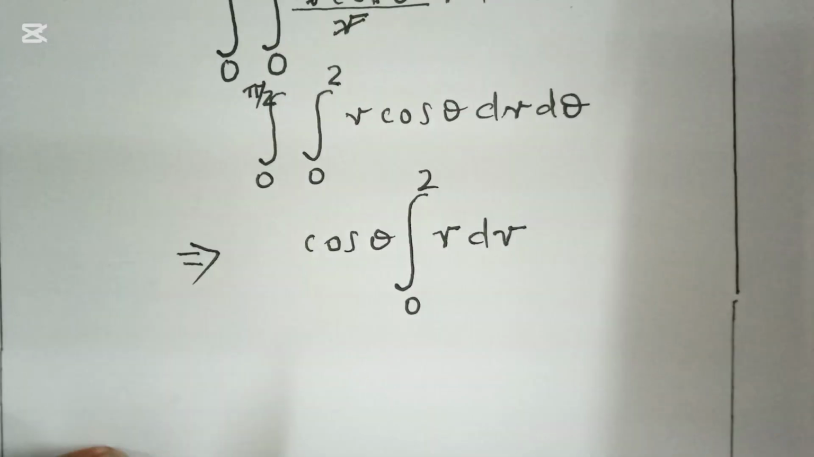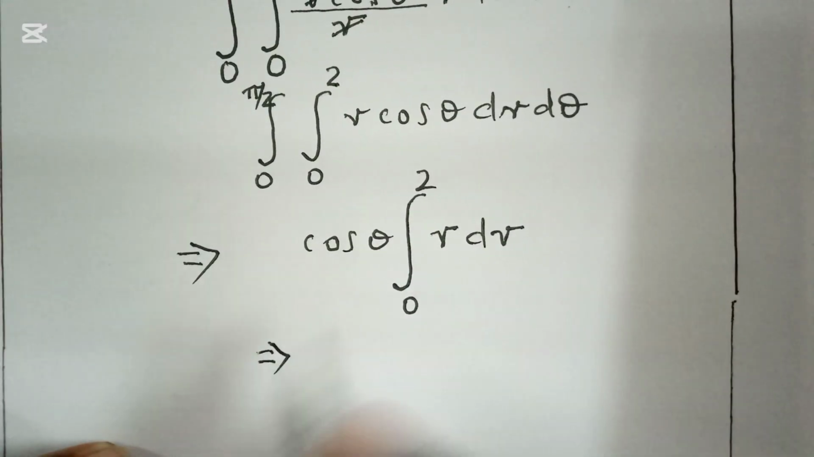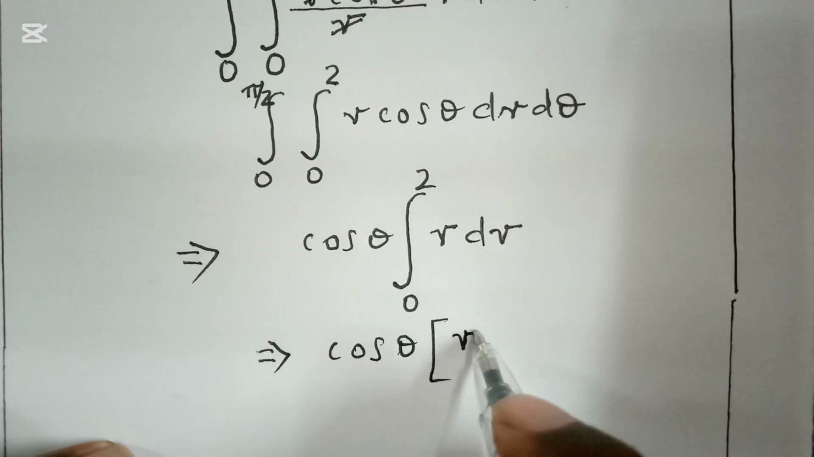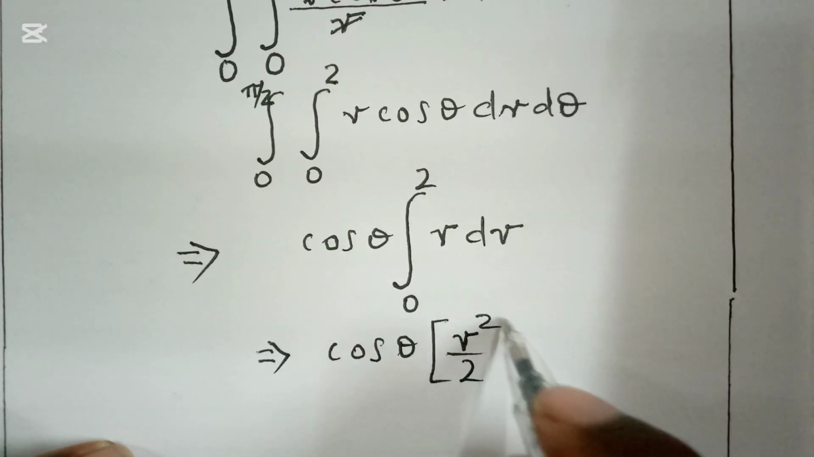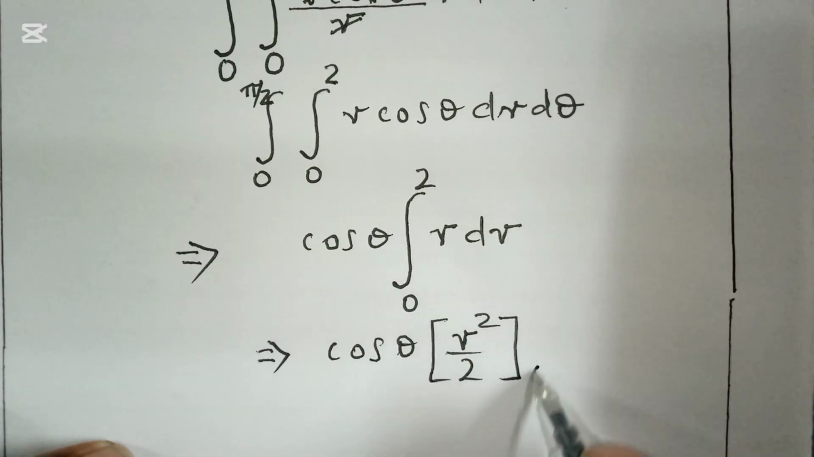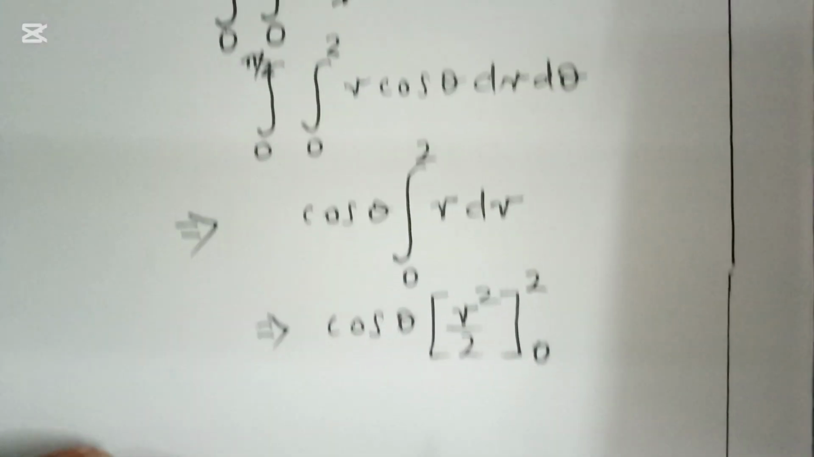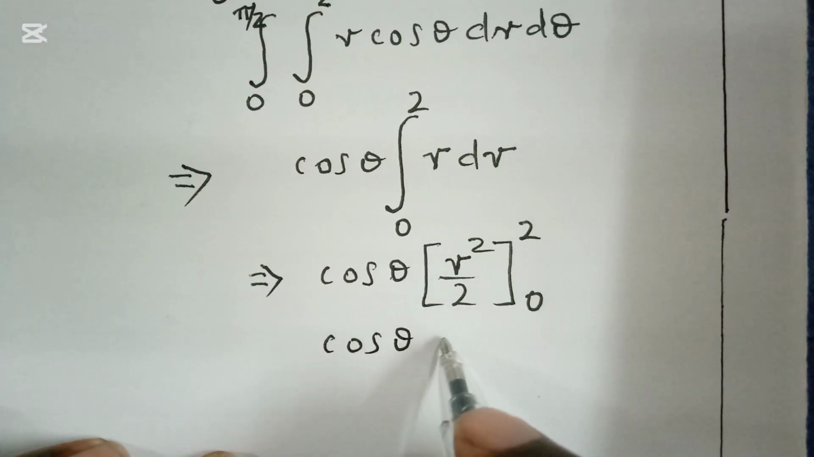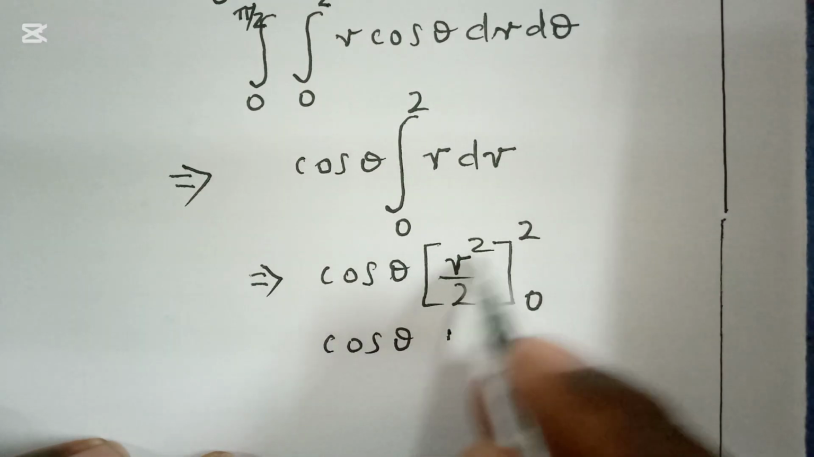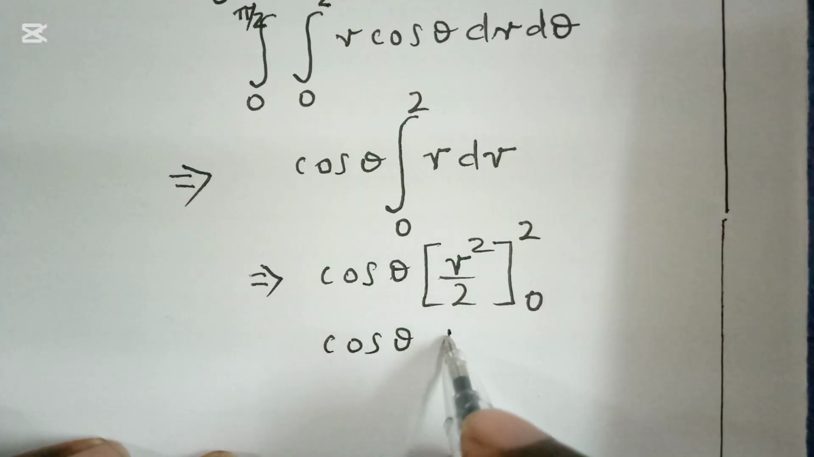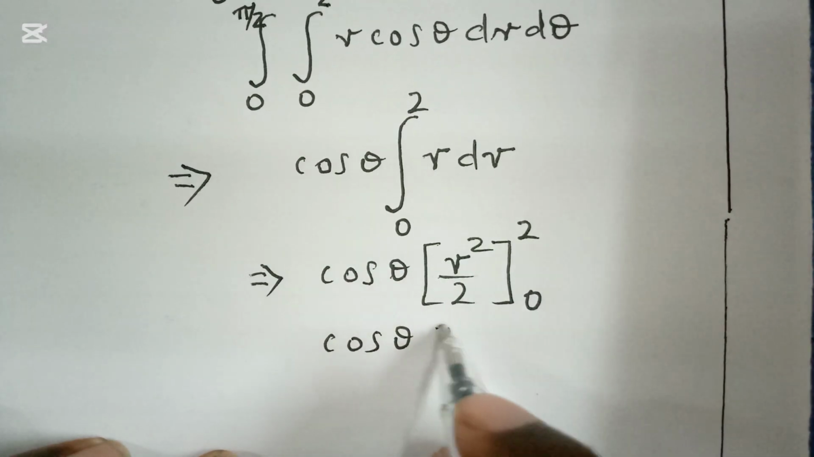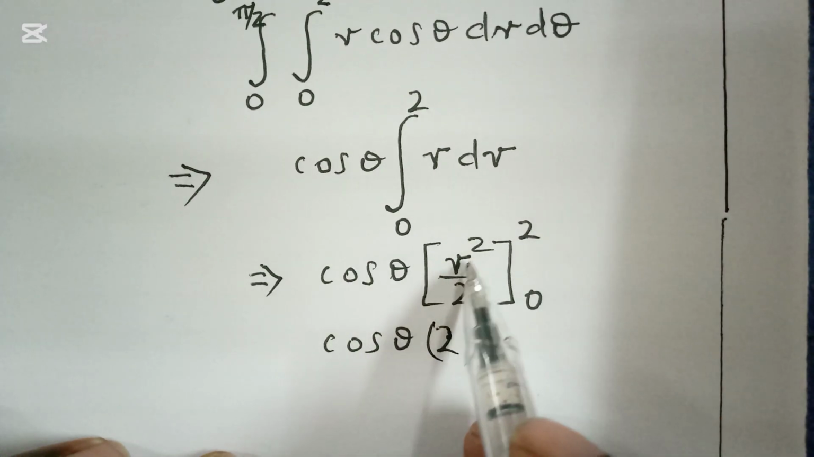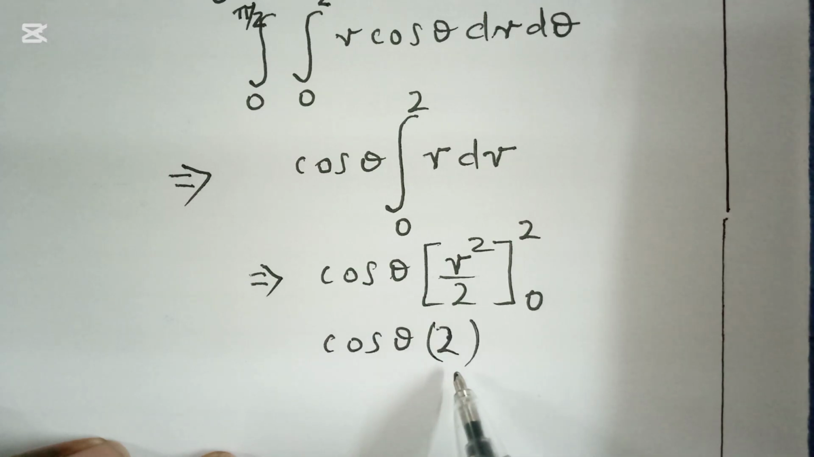So this is now going to give us cos theta, r squared all over 2, from 0 to 2. So we are going to have cos theta times 2 squared, which is 4 over 2, and that 4 over 2 will give us 2. Because 2 times 2 is 4, 4 divided by 2 is 2.